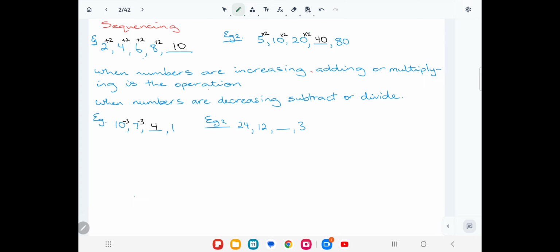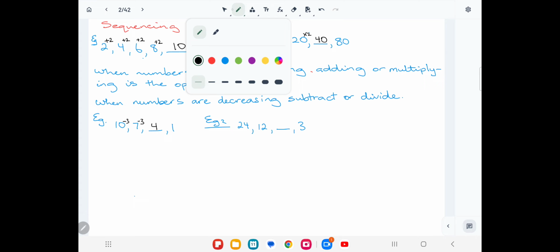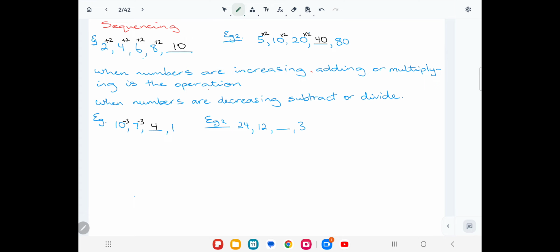24, 12, something, 3. From 24 to 12, we could subtract 12, but when you subtract 12 from 12, you'll get 0, but we have some number and then 3. So we could try dividing. We know now, based on our timetables, 24 divided by 2 is 12. 12 divided by 2 is 6. 6 divided by 2 is 3. So this pattern there was solved using division.